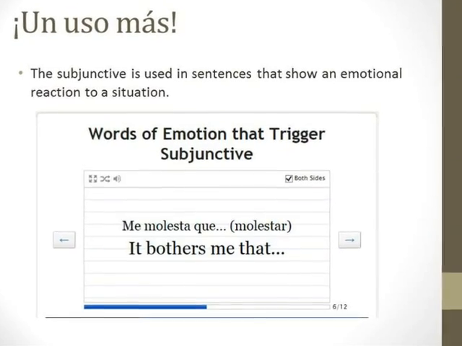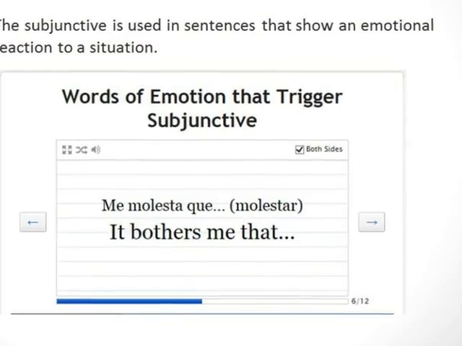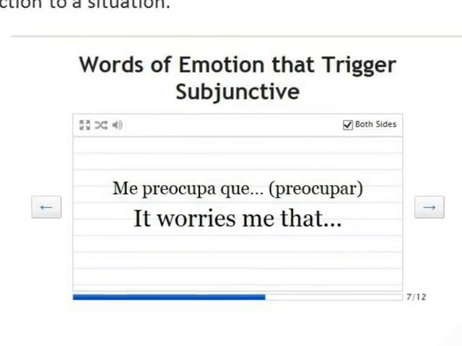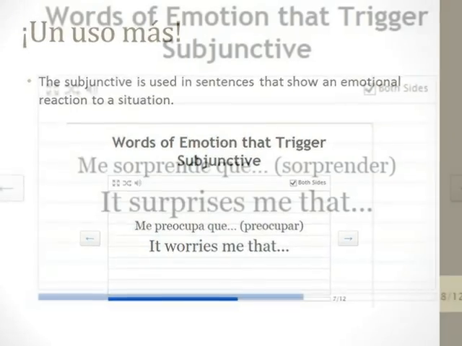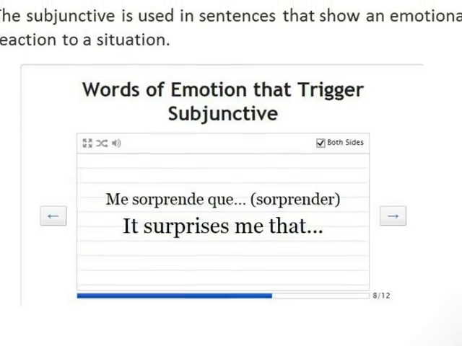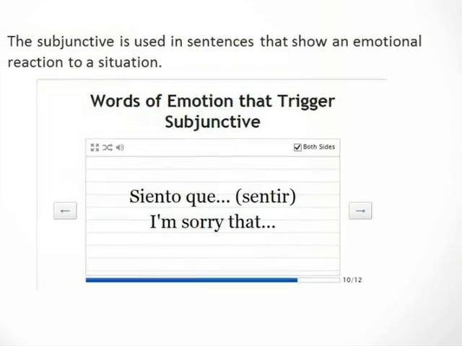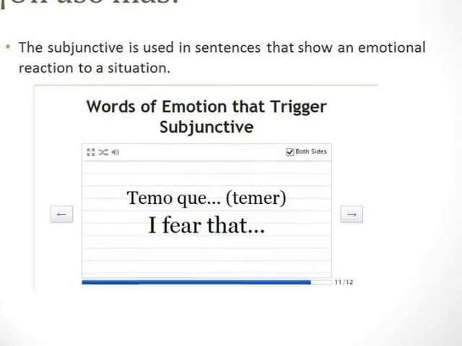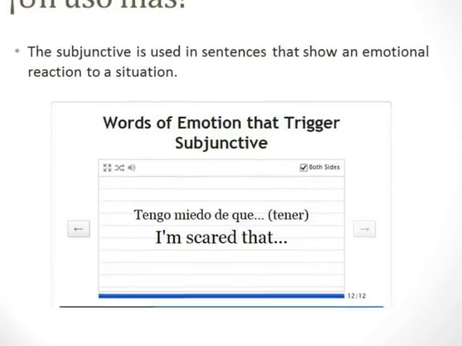Me molesta que works in a very similar way. Molestar means to bother, so me molesta means it bothers me. Same thing with me preocupa que. Preocupar is to worry. Me preocupa, it worries me. And sorprender. Sorprender is to surprise, so me sorprende que, it surprises me. Siento que means I'm sorry. Temo que, I fear. And tengo miedo de que, I'm scared that.